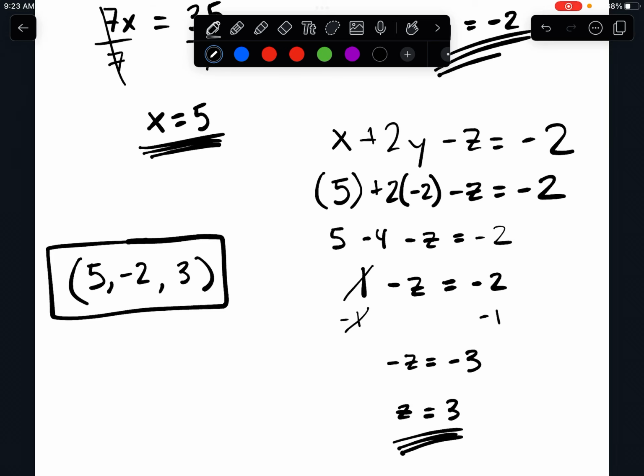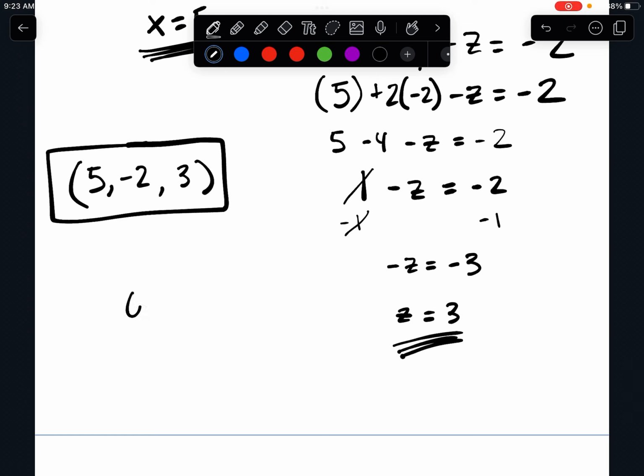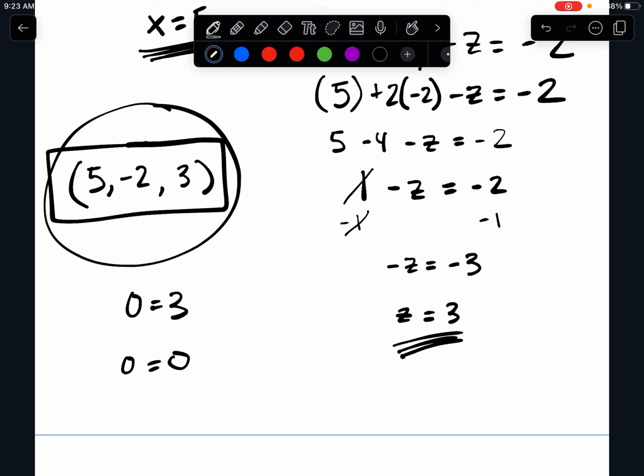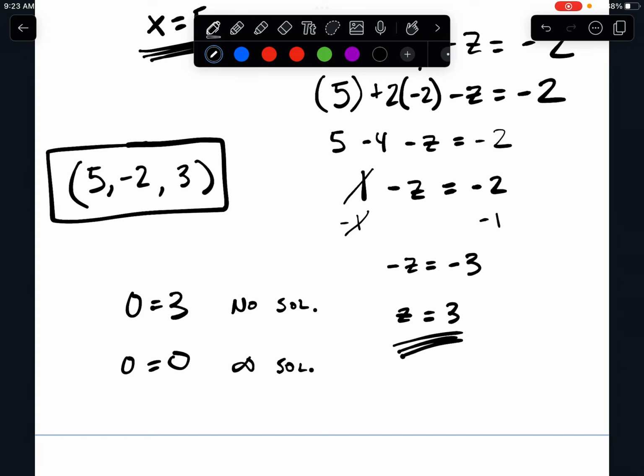All right, if you ever end up with a statement that is false, like if you get 0 equals 3, that's false, then you'd have no solution. And if you ever end up with a true statement like 0 equals 0, that would be infinite solutions, all right? So most often you're going to get one solution here because we're just trying to practice this, but you could end up with situations where there's no solution or infinite solutions, all right? Those are possibilities as well.